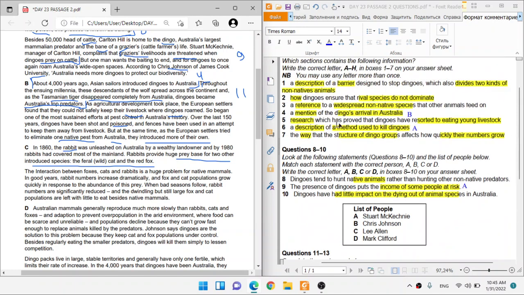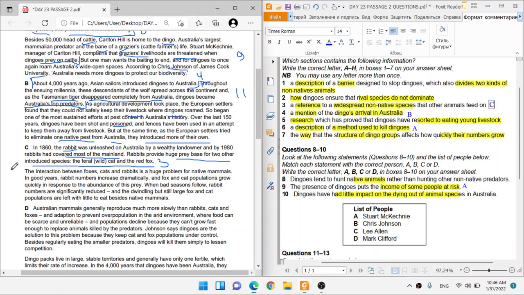Do I have anything about that? I remember reading about that. It's a reference to a widespread non-native species that other animals feed on. The rabbit is a non-native species introduced by a wealthy landowner, covering most of the mainland, so it's widespread and non-native. It's prey that other animals feed on, and that's the cat and the feral fox. That's question number 3, and the answer is C.